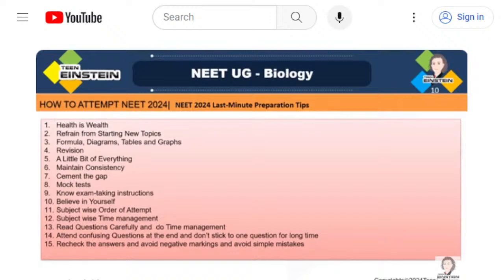Then avoid the chance of negative marking, that I want to tell. Misinterpretation of the question, wrong answer which you are marking, calculation mistakes, wrong formula which is used, such silly mistakes try to avoid, as there is a chance of negative marking through such mistakes. So avoid such chances. Here we are saying recheck the answer, avoid negative marking and avoid simple mistakes. Okay, so be clear, be confident.